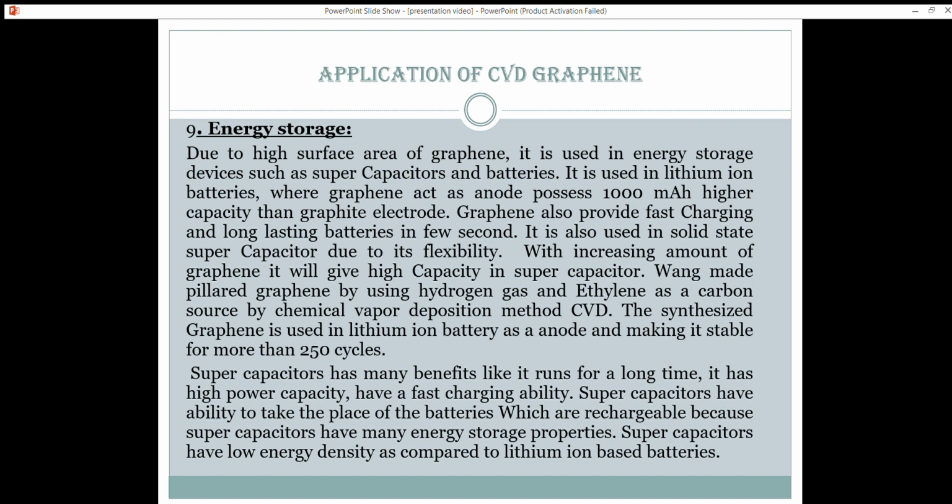Supercapacitors have many benefits. Now we'll see the benefits of supercapacitors: they run for a long time, have high power capacity, and have a fast charging ability. Supercapacitors have the ability to take the place of rechargeable batteries because they have energy storage properties. Supercapacitors have low energy density as compared to lithium-ion batteries. So these are the benefits of supercapacitors.